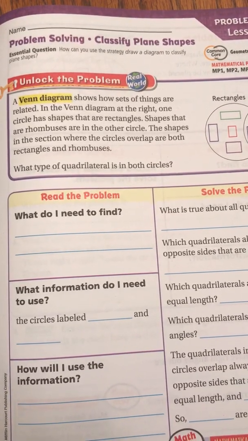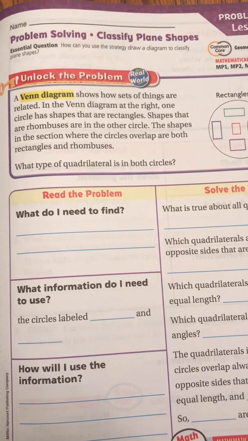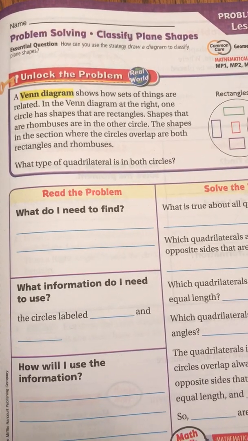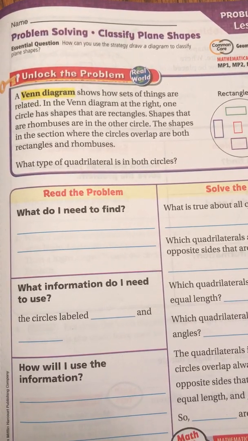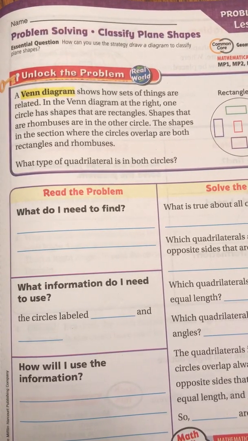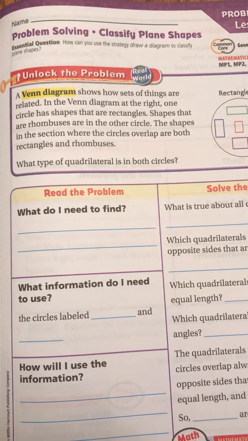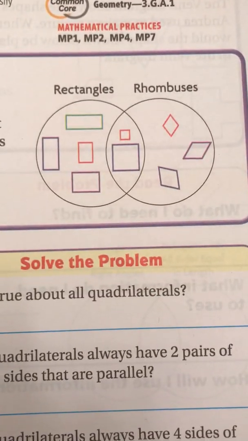It says a Venn diagram shows how sets of things are related. In the Venn diagram at the right, one circle has shapes that are rectangles. Shapes that are rhombuses are in the other circle. The shapes in the section where the circles overlap are both rectangles and rhombuses. What type of quadrilateral is in both circles? So go ahead and take a look here.